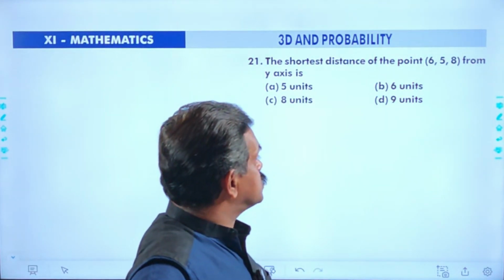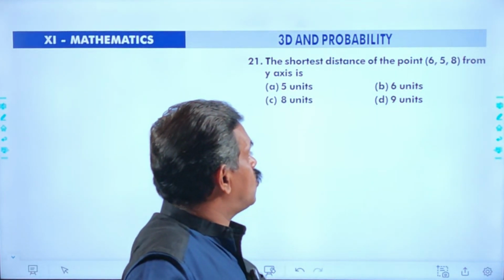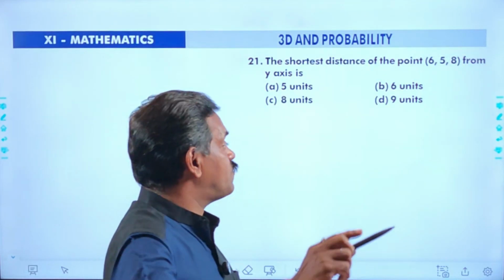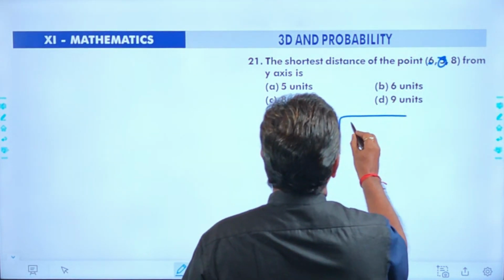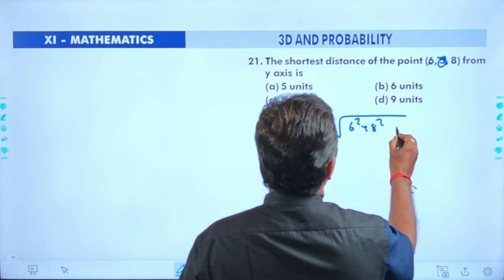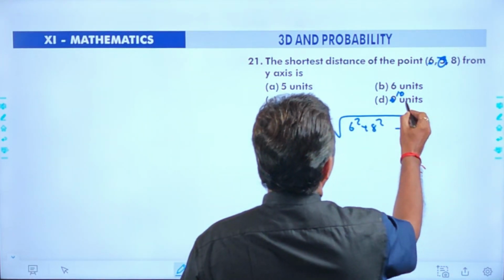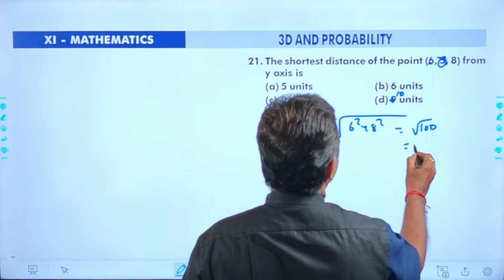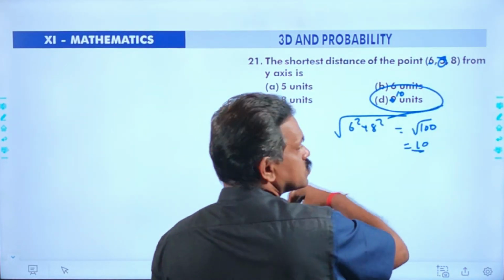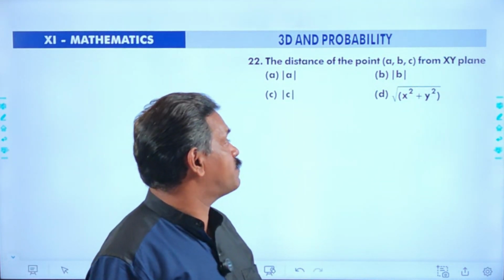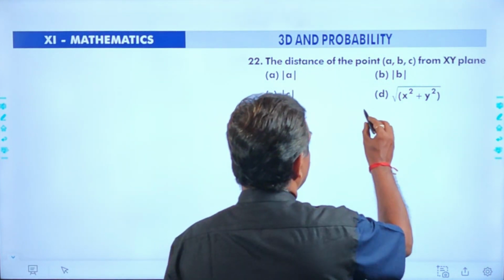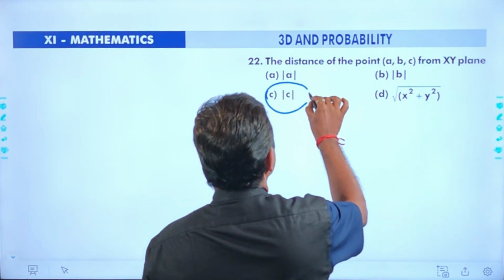The shortest distance of the point 6, 5, 8 from the y-axis. If it is from the y-axis, you have to evaluate root of 6 square plus 8 square, don't take the 5. Which is equal to root 100, which is equal to 10, which is given by choice D. The distance of the point A, B, C from the xy plane. From the xy plane means it will be mod C.